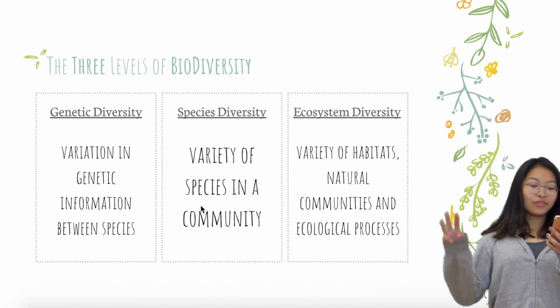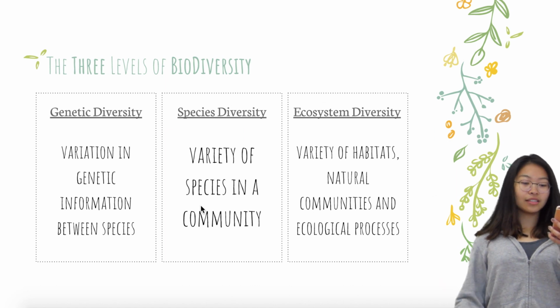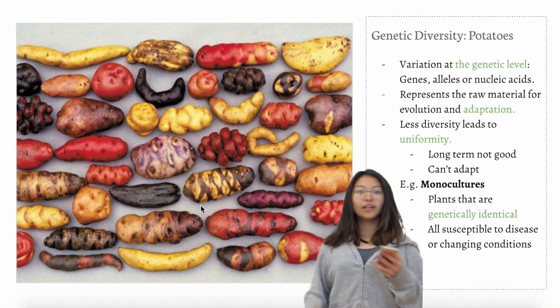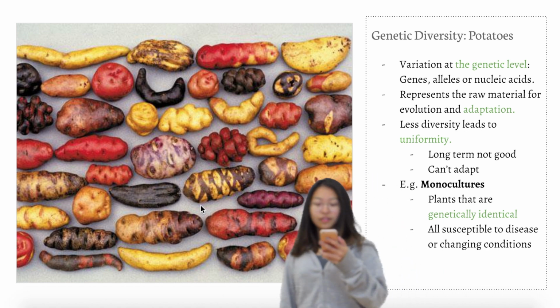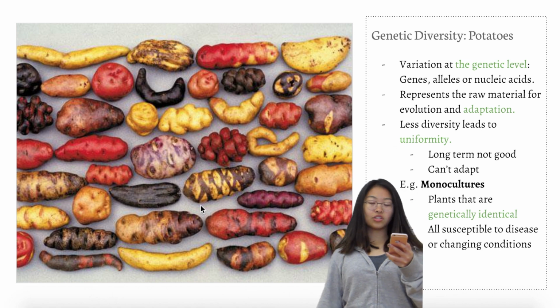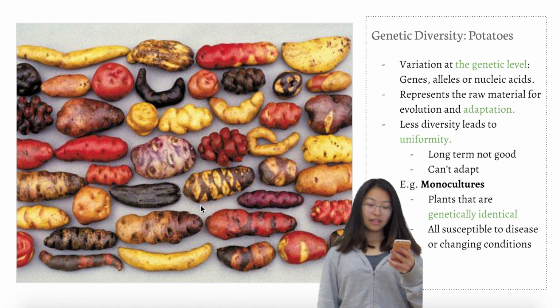So there are three levels of biodiversity. There's genetic diversity, species diversity, and ecosystem diversity. So genetic diversity is variation at a genetic level, which means it involves genes, alleles, or nucleic acids, and represents the raw material for evolution and adaptation.